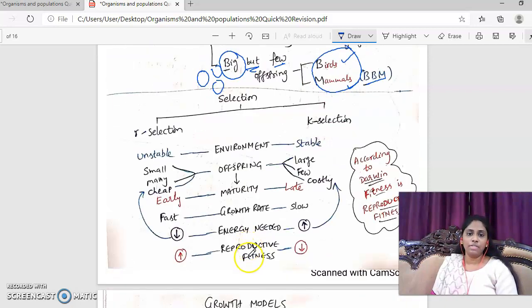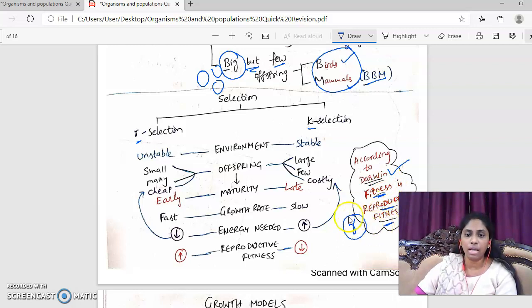Now there are two types of selections, r selection, r is small here, K selection, K is big here. Now what's the difference between the two? What do you mean by r? r is intrinsic rate of natural increase, right? So the more the r is, the more the organism is fit. That is what Darwin has said. According to him, fitness is reproductive fitness. So reproductive fitness is otherwise r.